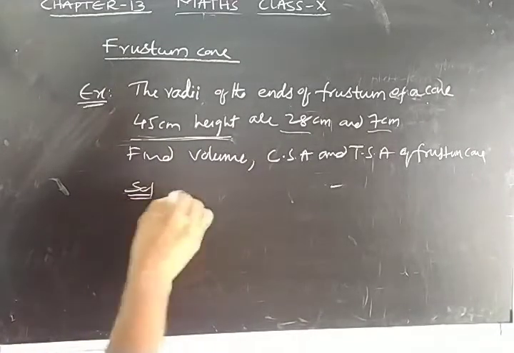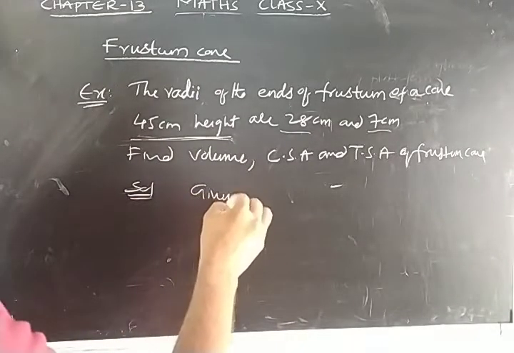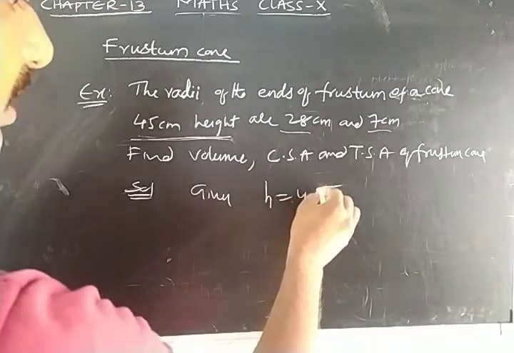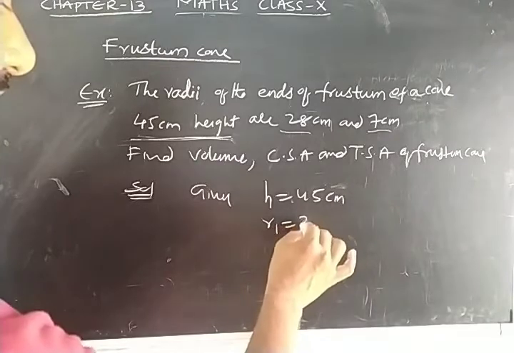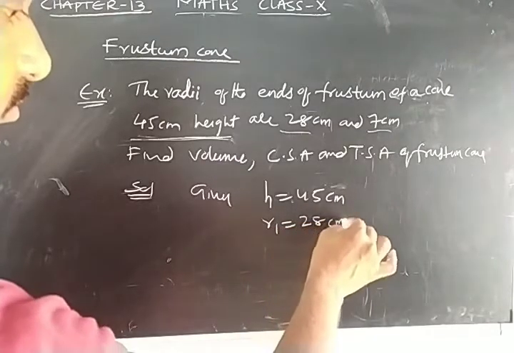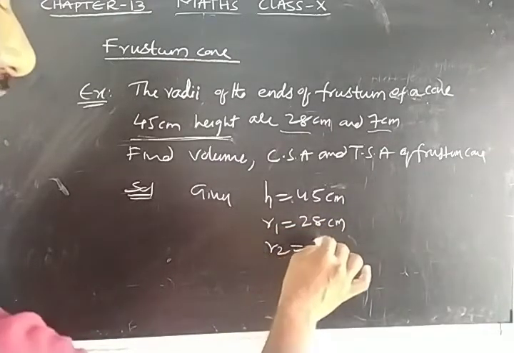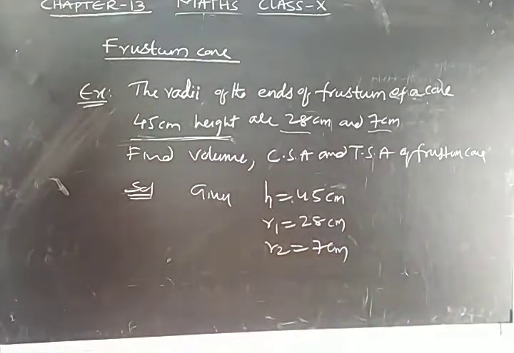Now I am using the given dimensions. The given height of the frustum cone is 45 centimeters, R1 I am taking as 28 centimeters, and R2 I am taking as 7 centimeters.